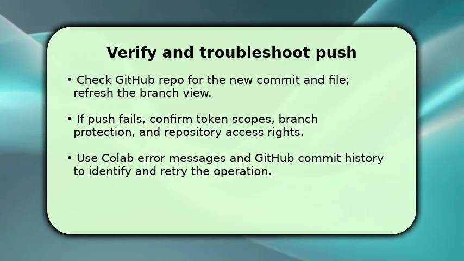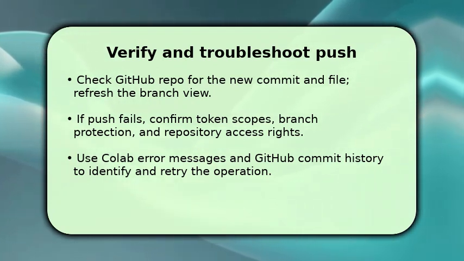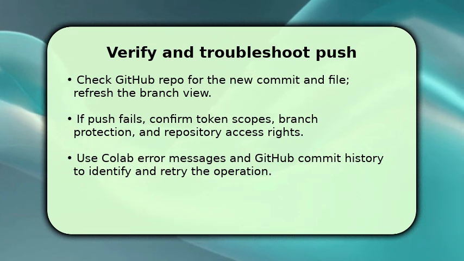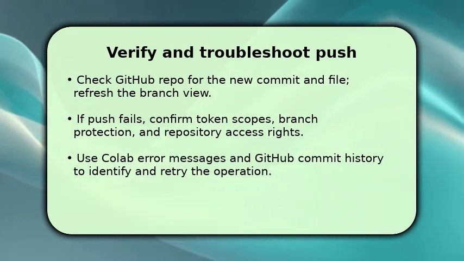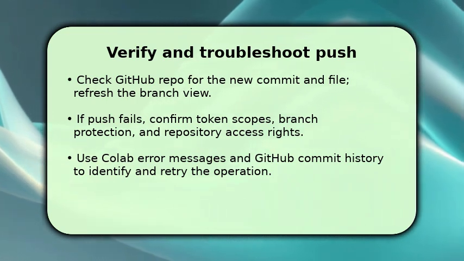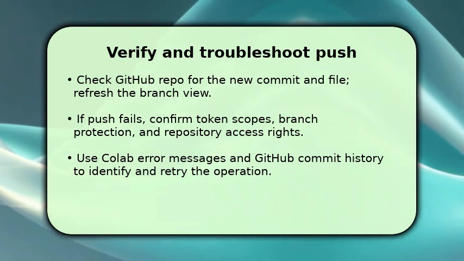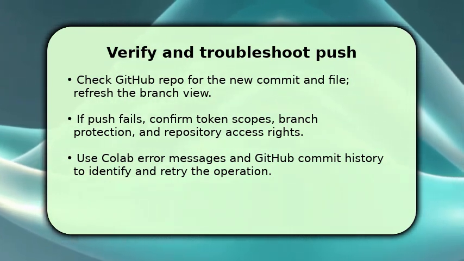If the push fails, check token scopes and that the token has repo access, confirm branch protection rules aren't blocking the commit, and verify you push to the intended branch. Use the Colab error output and GitHub commit history to pinpoint the issue, then reauthorize or adjust settings and retry. This closes the loop and ensures.